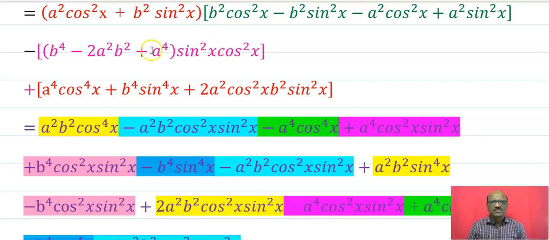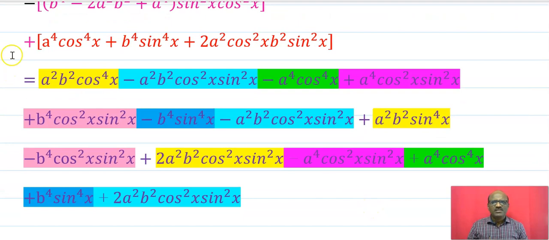What about the last term? Here is again a raised to 4 into sin^2 x into cos^2 x. But again it has the minus sign. Therefore it is minus a raised to 4 cos^2 x into sin^2 x, plus all these remaining terms. Which are the remaining terms? a raised to 4 cos^4 x, next is b raised to 4 sin^4 x, and last is 2a^2 cos^2 x b^2 sin^2 x.